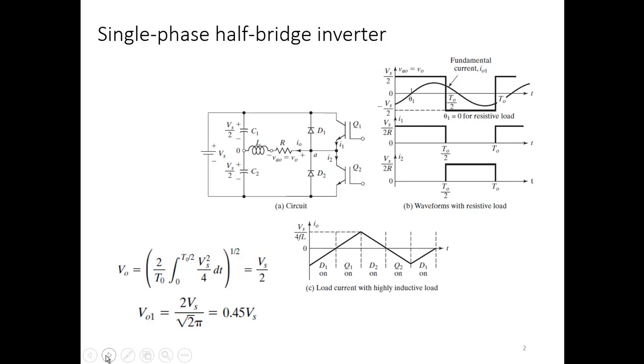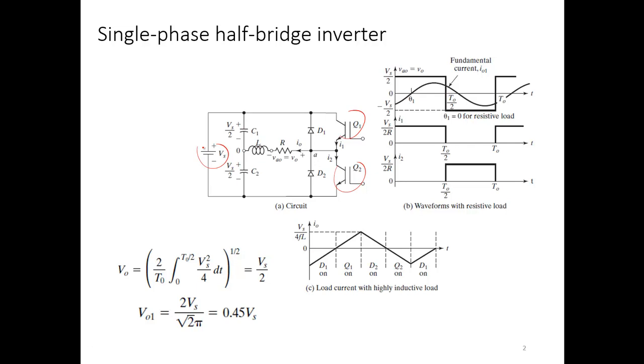Let us consider a half-bridge inverter. What is a half-bridge inverter? You have one switch here, another switch there. There is a freewheeling diode. There are some capacitors C1 and C2 to split the voltage between the two, so that the capacitor voltage will be half and half.